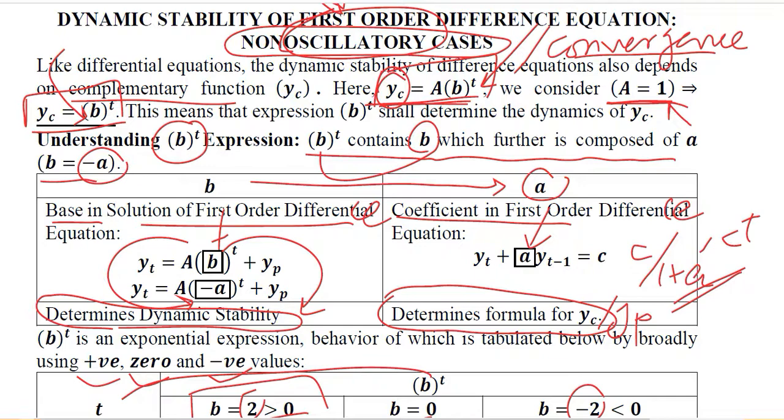In the next video we will develop the oscillatory cases, which will be 3 in number, and that will complete all 7 cases of dynamic stability of first order difference equations.